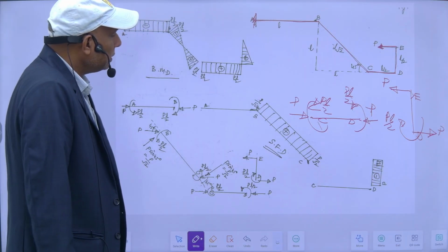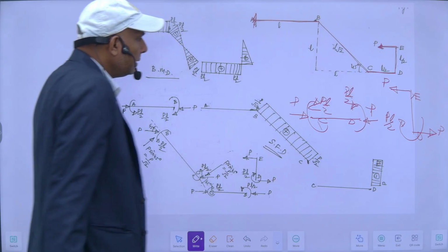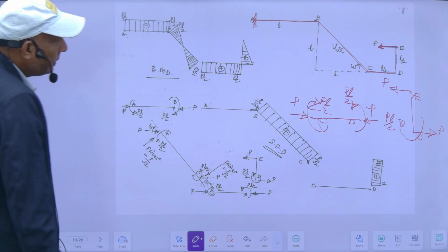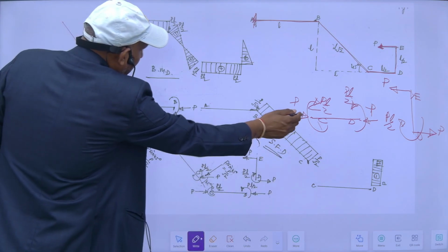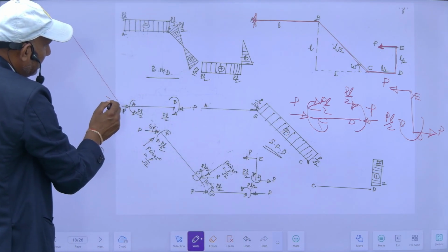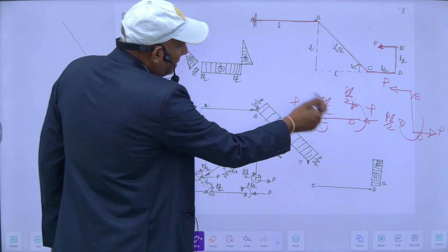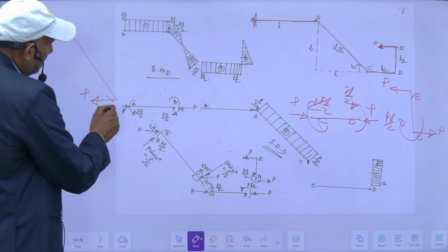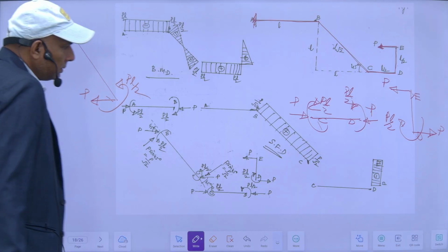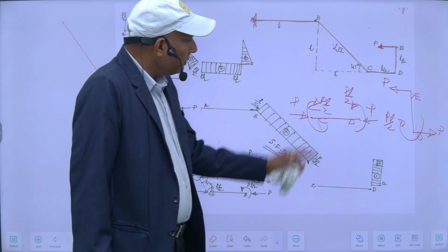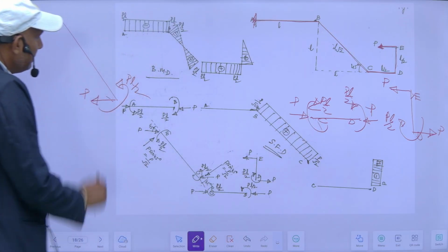And for this CB portion, my free body diagram will be like this. So it is like P here, in this direction P, and there is a moment of PL by 2, and in addition to this, no reactions or moment is here, so obviously it will be this one.